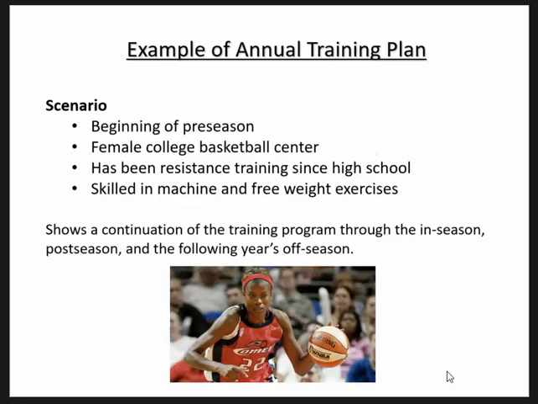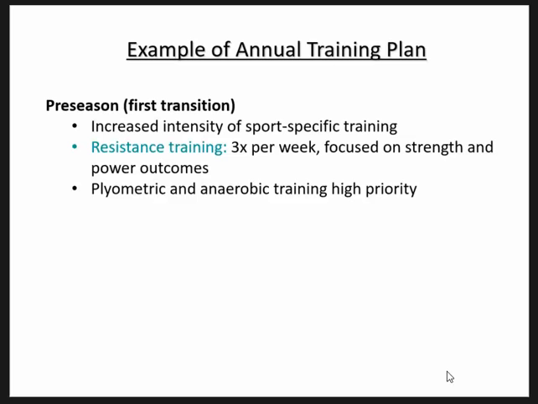We have our scenario: a female college basketball center, resistance training since high school. She's skilled. Beginning of the preseason. So this looks at a progression of training throughout all 4 seasons. It starts with the preseason and we'll end with the off season. So we have preseason, which is our first transition. This is characterized by the strength power phase.